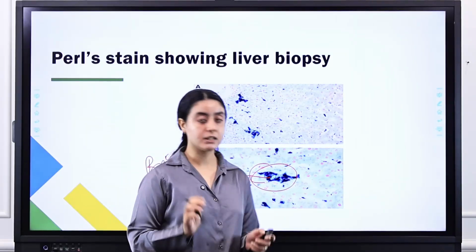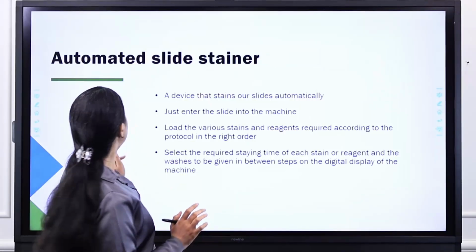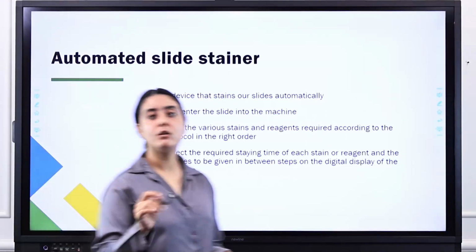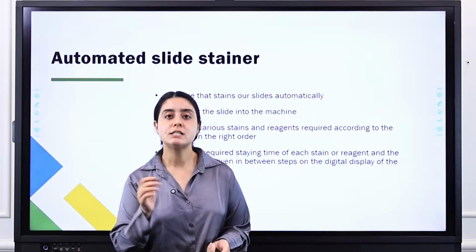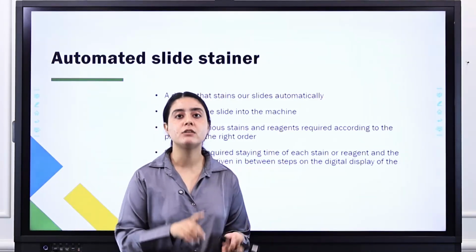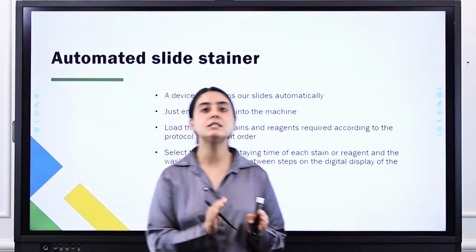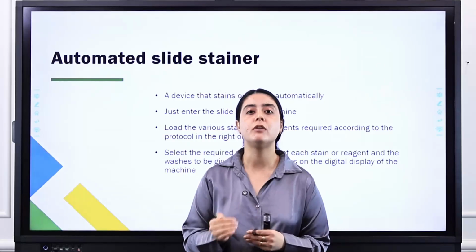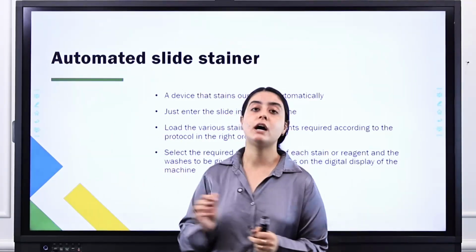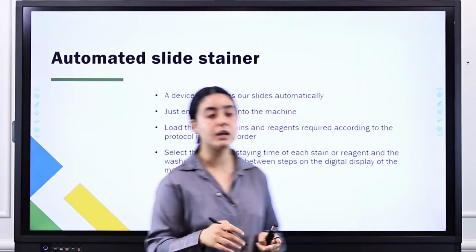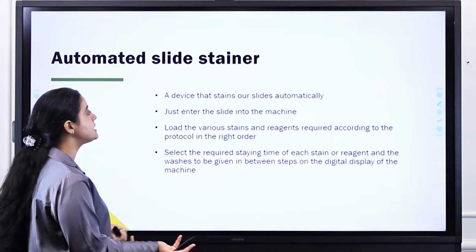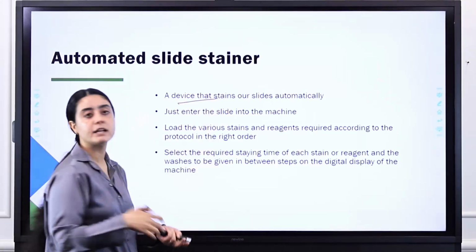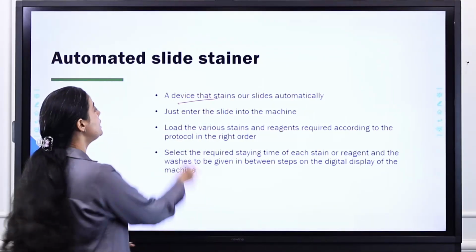Now in this unit you have to study automated slide stainer also. Whatever stains we have studied till now, either it is H&E stain or Pearl stain or whatever be the stain, these are the manual methods which we have to perform manually. But now we also have our automated slide stainers. What is the function of the automated slide stainers? It is a device, it can stain our slide automatically.